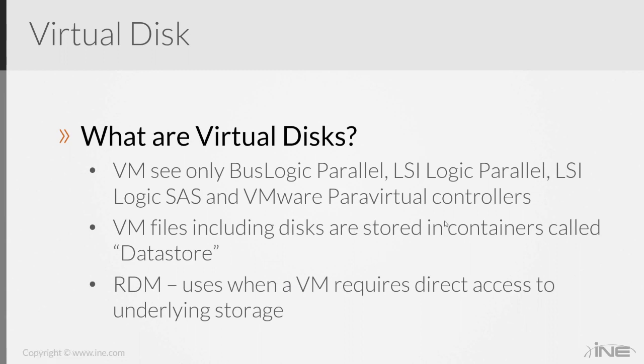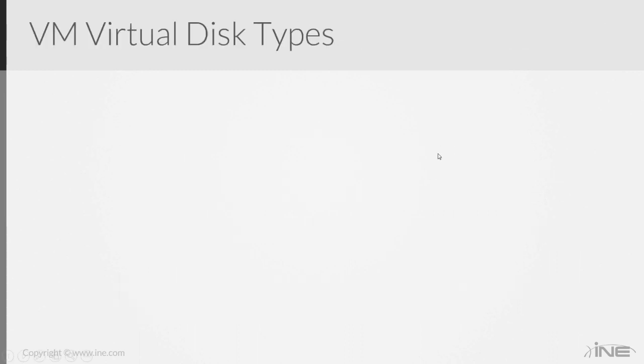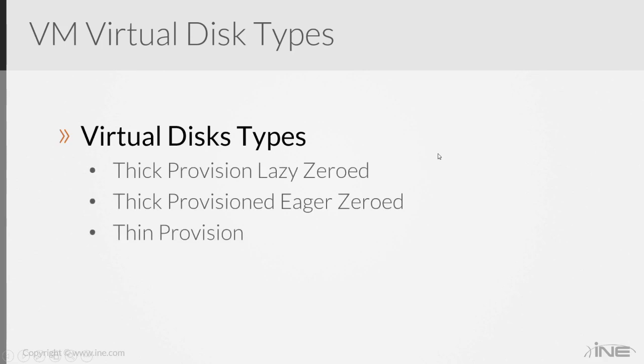Next, we'll talk about the virtual disk types. I want to introduce the different types of virtual disk or provisioning methods that we have. So let me just get over to that slide. Okay, so we have three methods of provisioning our disk. We have thick provision lazy zero, we have thick provision eager zero, and finally we have thin provisioning. Okay, so thick provision lazy zero.